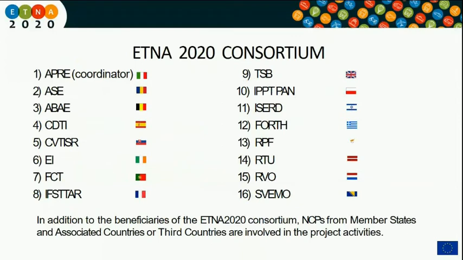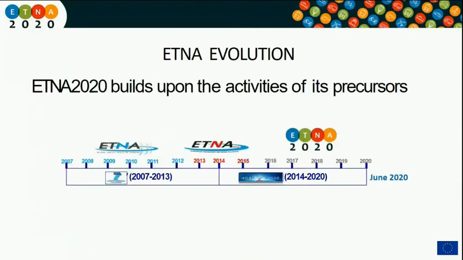So ESMA 2020 is a consortium of 16 partners, as you can see here on the list, and we totally build on the activities and the knowledge of our previous network projects, which are ESMA and ESMA Labs. And ESMA 2020 will finalize in June this year, and it is still unclear what will happen with the national contact point network in Horizon Europe.